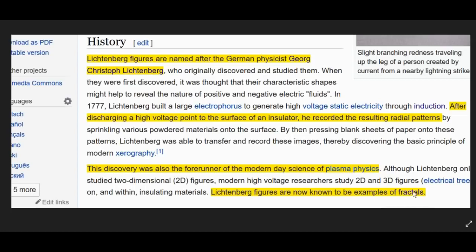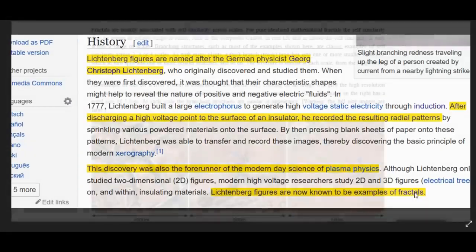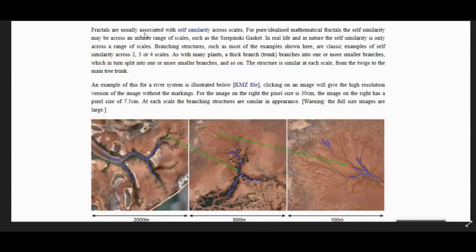Okay, so we probably need a definition of fractals. So what are fractals? Fractals are usually associated with self-similarity across different scales. As with many plants, a thick branch branches into one or more smaller branches, which in turn split into one or more smaller branches, and so on. The structure is similar at each scale, from the twigs to the main tree trunk.